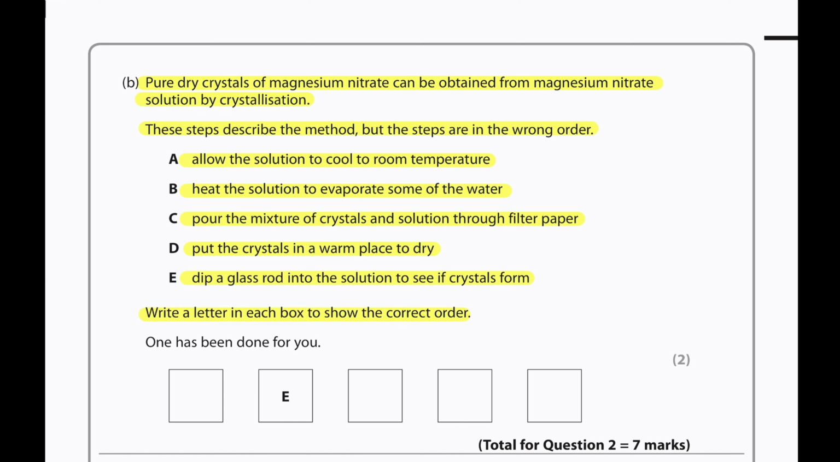So the first step will be to heat the solution to evaporate some of the water. Then dip a glass rod into the solution to see if the crystals are forming. After that, we have to allow the solution to cool to room temperature. And then we pour the mixture of crystals and solution through a filter paper so that we can collect the crystals. Then we put the crystals in a warm place to dry.